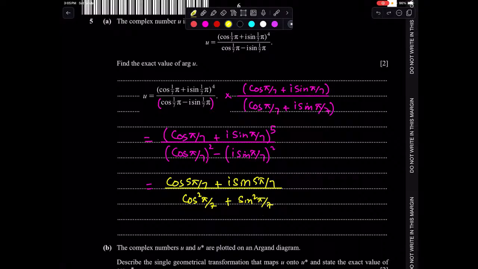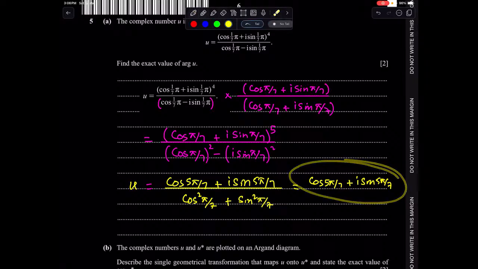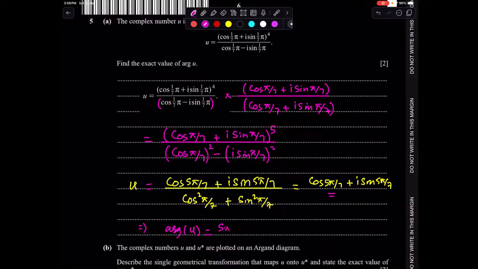So finally we have cos 5 pi by 7 plus i sin 5 pi by 7. In denominator we have just 1. This entire thing is equal to 1. So I'm not writing 1 in denominator. So this is the simplified form of u, and remember this angle is argument of u. Therefore argument of u is 5 pi by 7.